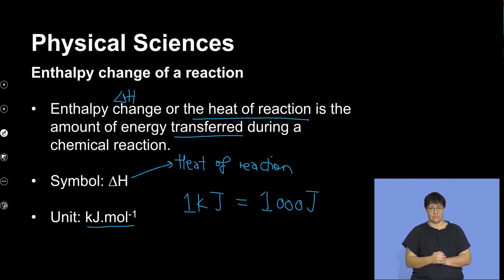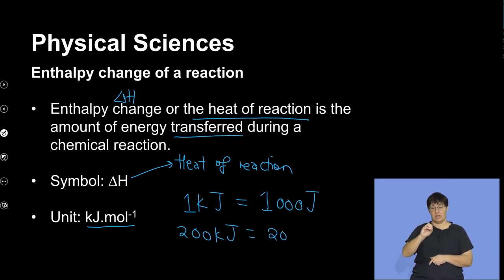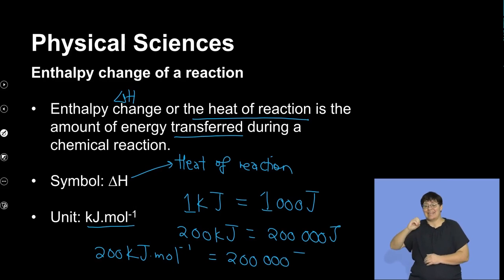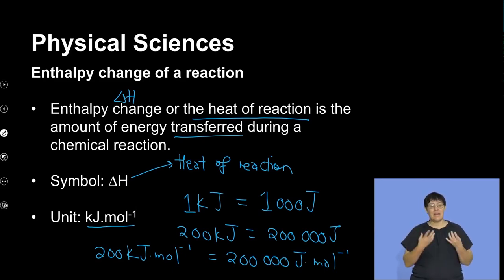So for argument's sake, if we talk about 200 kilojoules, we are talking about 200,000 joules of energy. So if we say 200 kilojoules per mole of substance, we are saying that the amount of energy involved is 200,000 joules per mole of a substance, because this is the amount of sample of substance that we have, and it contains the same number of particles. So take note of these SI units. They are very important, but we would always talk about the kilojoules.